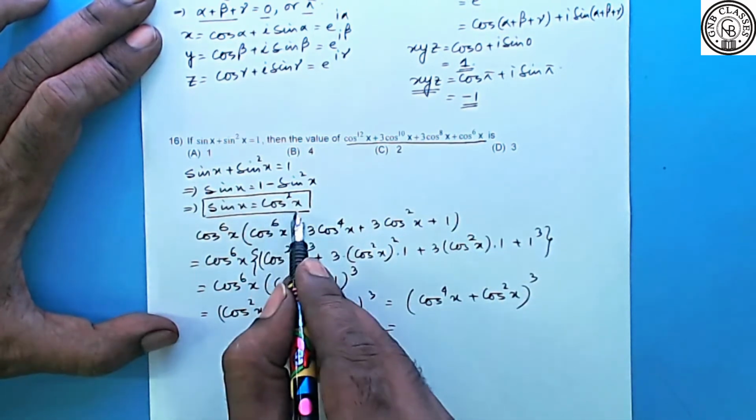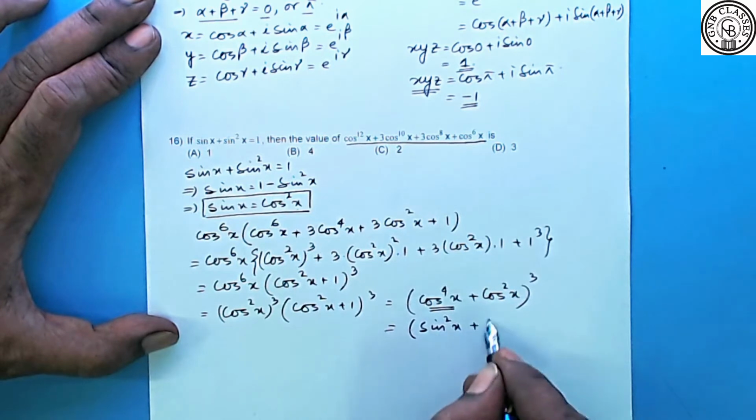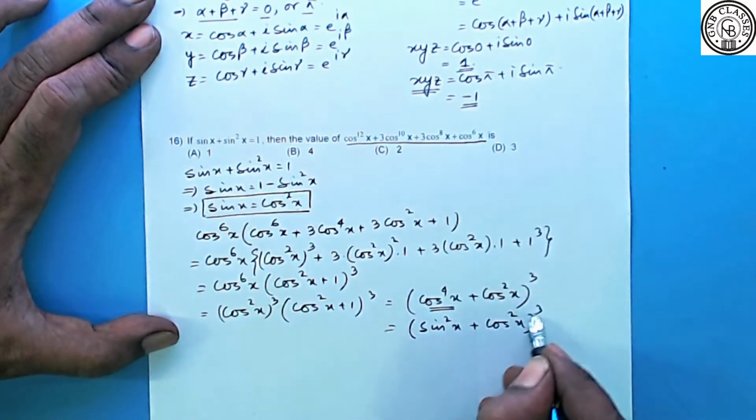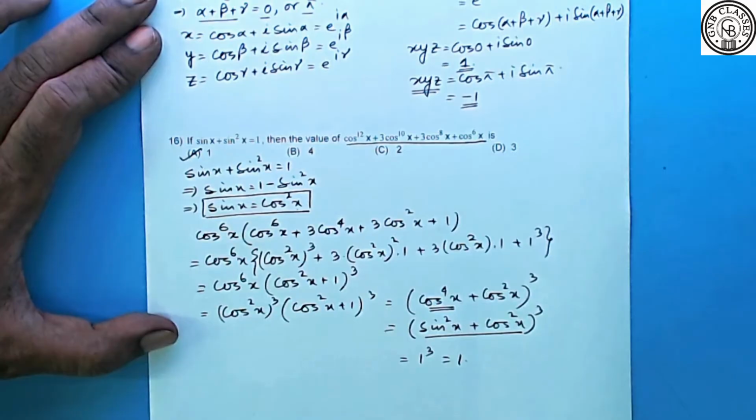We have already proved that cos square x is nothing but sin x. So cos to the power 4x can be replaced by sin square x. Sin square x plus cos square x is 1. So it is 1 cube. Answer is 1. Hence option A is correct. Is it clear?